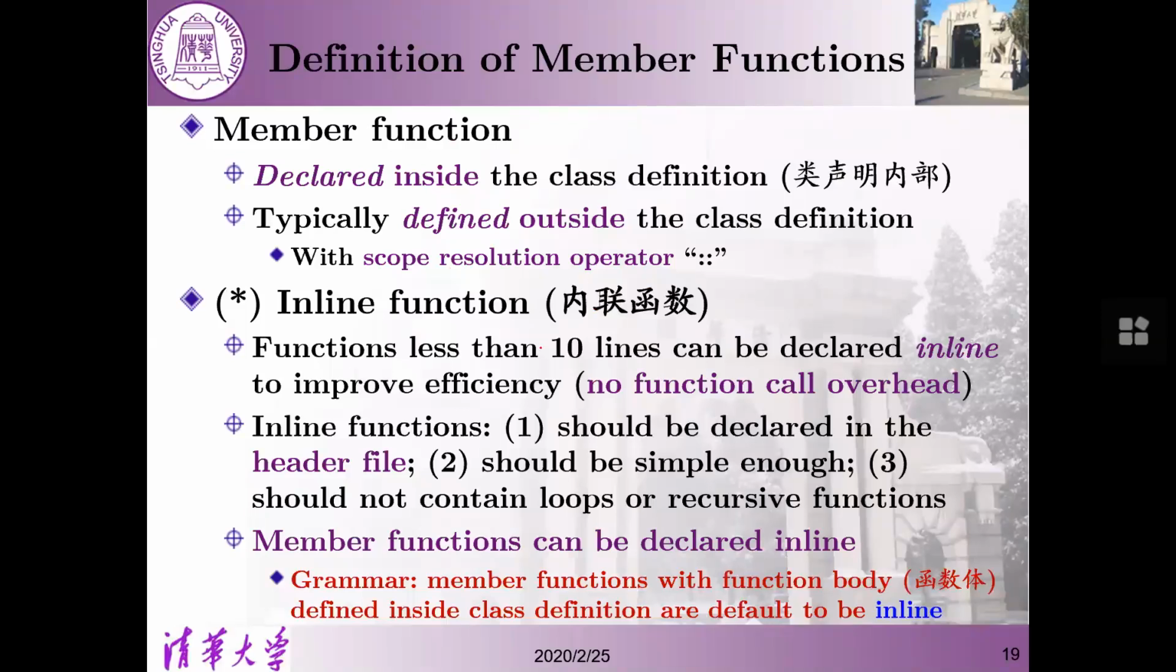However, if the inline function is too complicated, the compiler cannot do that. You will know this when we learn the compiler class in the future, okay? For example, if the small function contains loops or recursive functions, it's not possible to make it inline, okay? So if you use the inline keyword to make the function inline, the compiler may not be able to do that, but the compiler will try to do that, okay? So this is inline function.